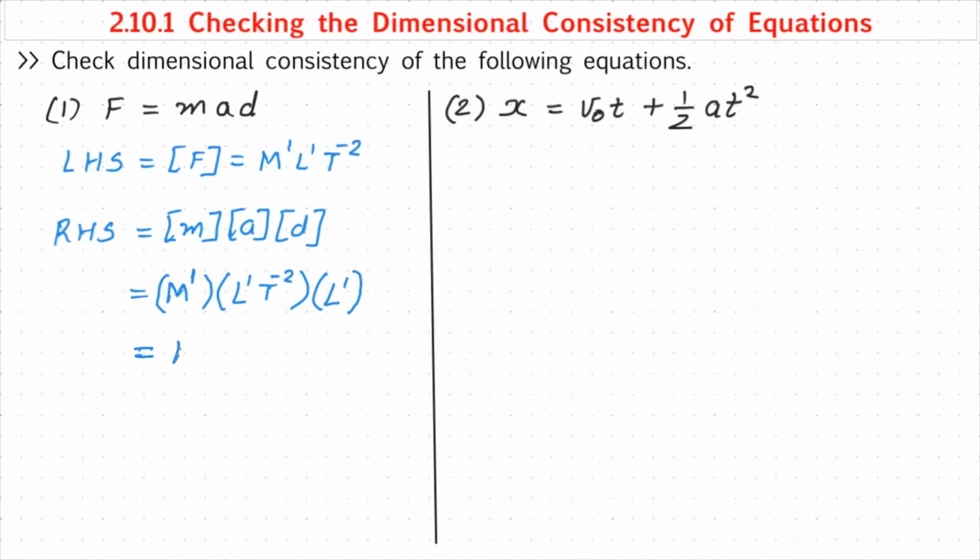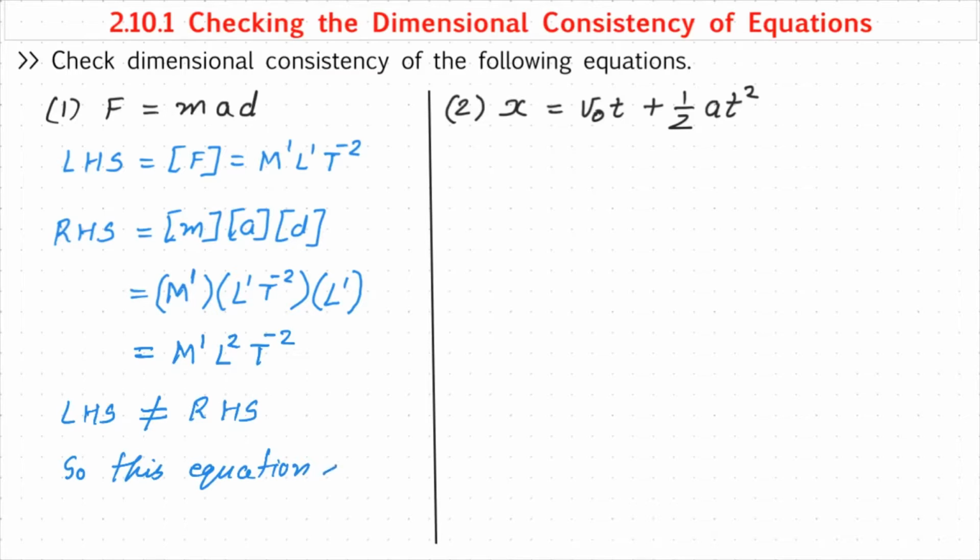As a whole, this gives us M1 L1 and again L1, that means it is L raised to 2 and M raised to 1 T raised to minus 2. Now here you can see that the left hand side and right hand side are not the same. So this equation is not correct.